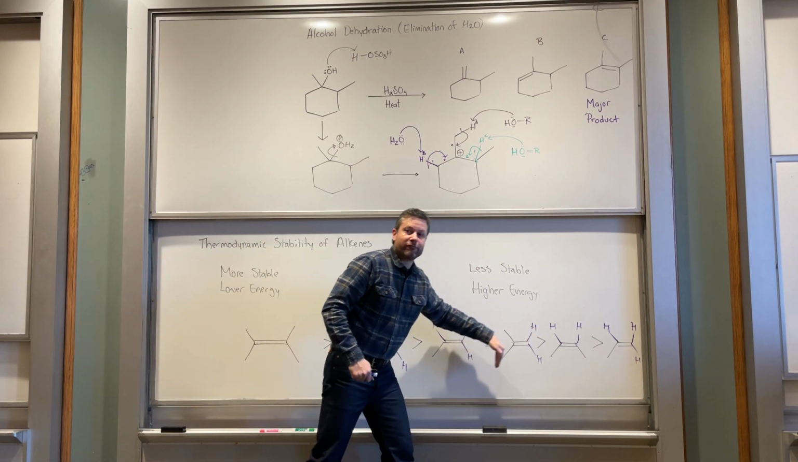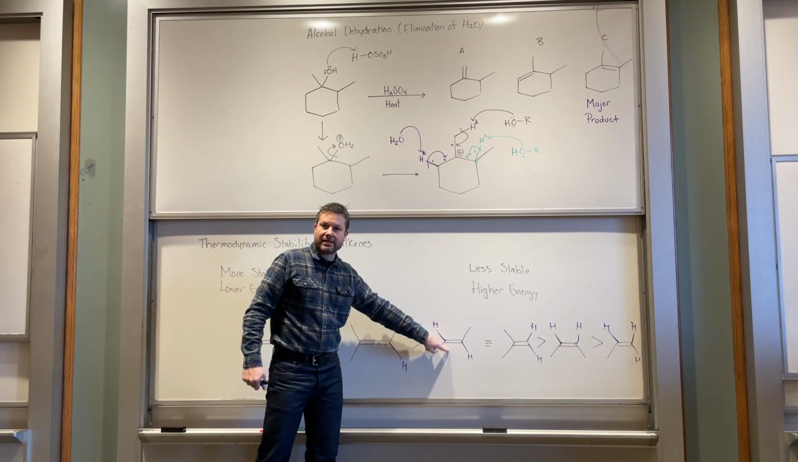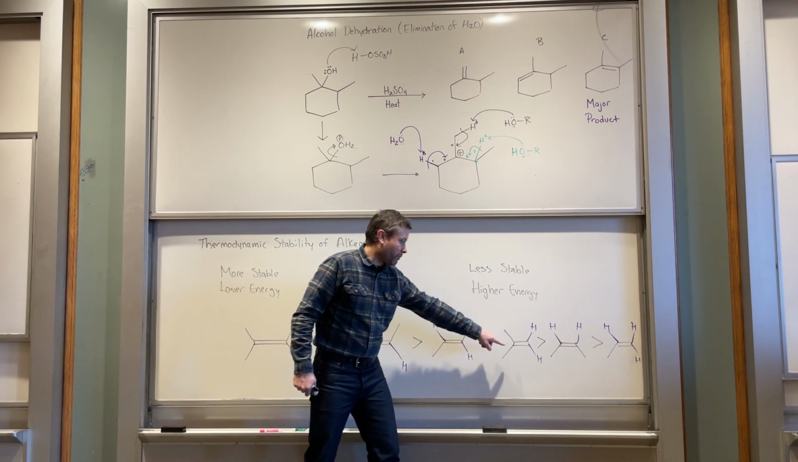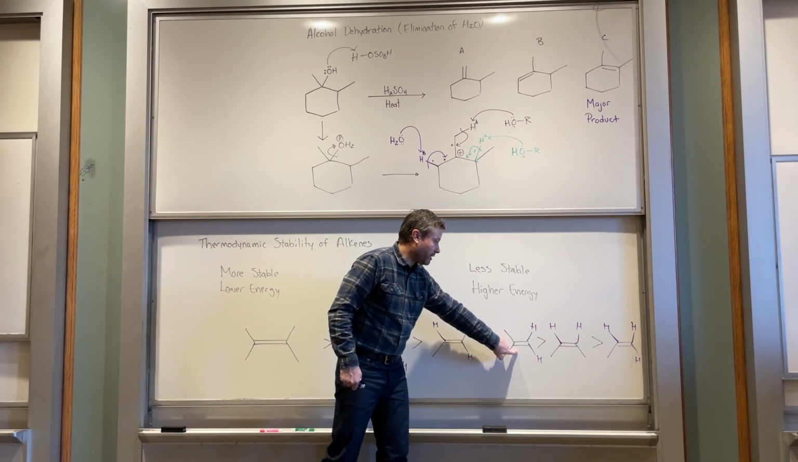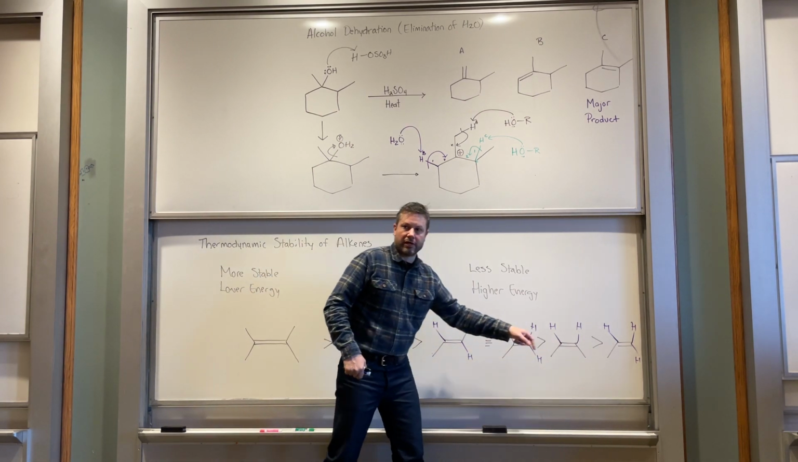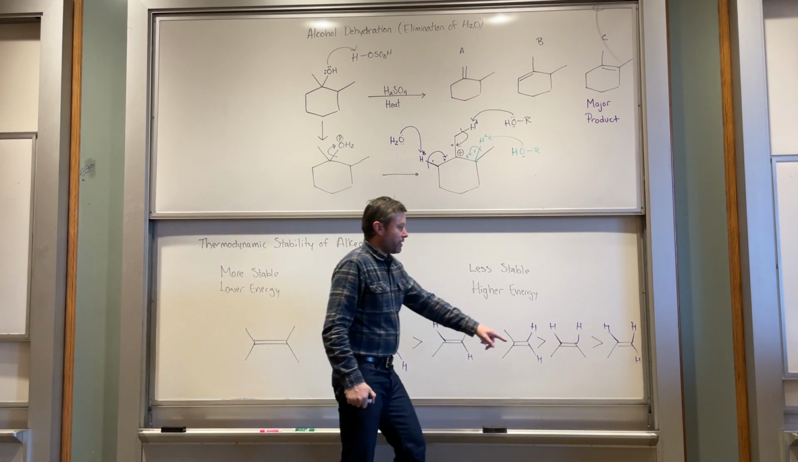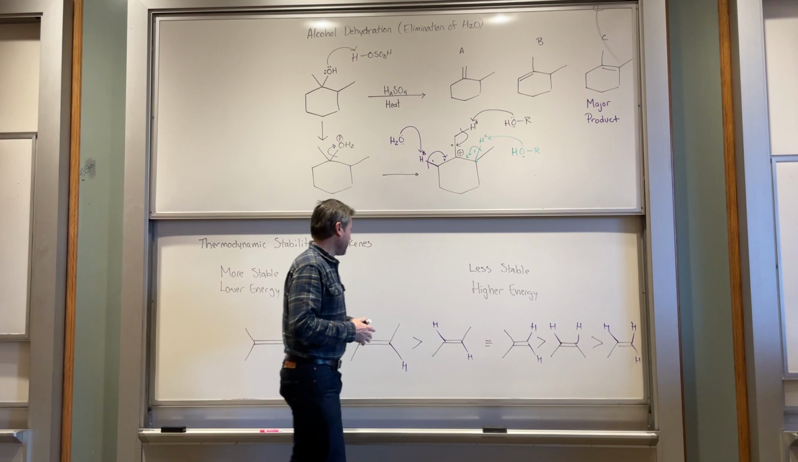So we have our trisubstituted. We have three different disubstituted alkenes. We can get a trans disubstituted alkene, what we call a geminal disubstituted alkene. Those are going to be about the same energy, and then a cis disubstituted alkene, where the carbon groups are on the same side. And then we have a monosubstituted alkene.